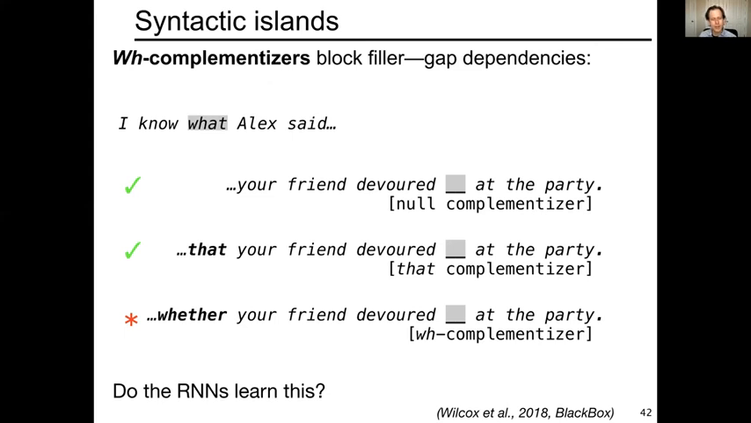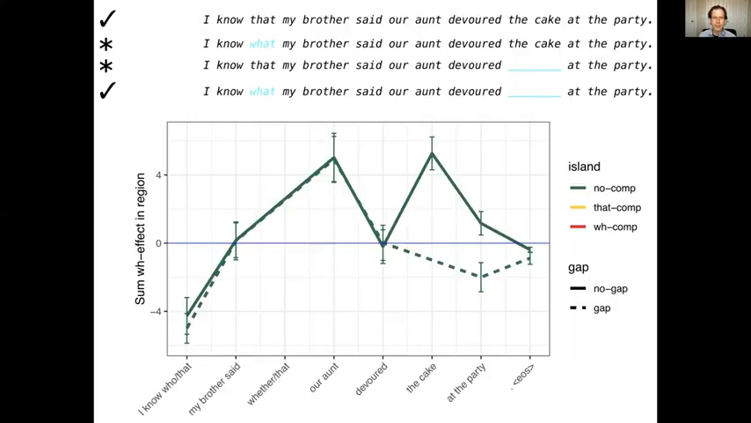So do recurrent neural network models learn this? Here's an example of the pattern that we're going to see. This is one that's familiar from before. So this is exactly the things that we saw before. I know that versus what, my brother said our aunt devoured, and then you have either the cake or you have a gap at the party. And this is the familiar effect that we see here. We have the cake is more surprising when you had what, because you expected maybe there would be a gap there. Skipping over the cake is less surprising when you have what than when you have that, because devoured ordinarily requires an object, but it doesn't need one when there's a filler in the form of what. So that's the no complementizer condition.